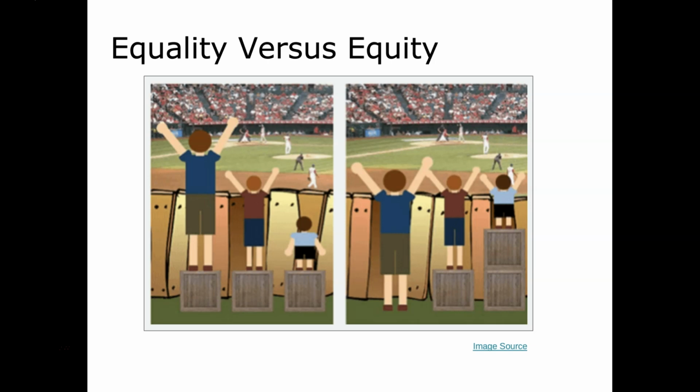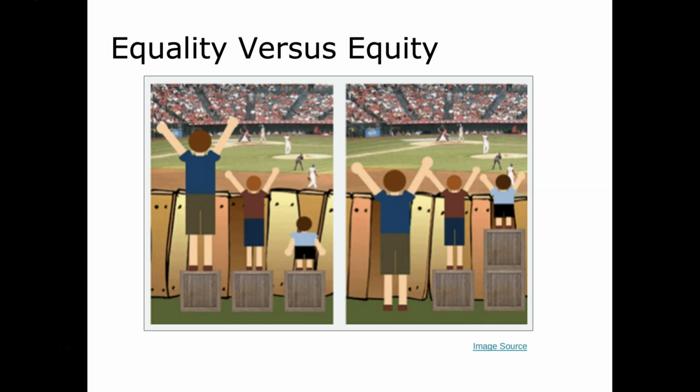The crates for the smallest child provide a reasonable accommodation for that child to be able to view the game. However, the smallest child may have missed a key play while waiting for the crate. The tallest child may feel it is unfair that his crate was taken away and may feel resentment towards the child receiving the accommodation. Similarly, a student in a class can fall behind while waiting for accommodations to be implemented, and learners with disabilities may experience stigma.